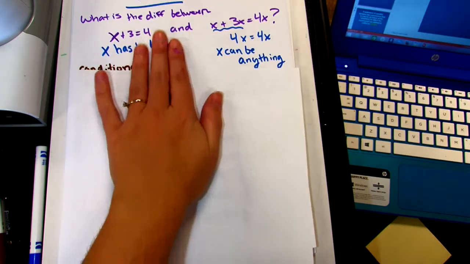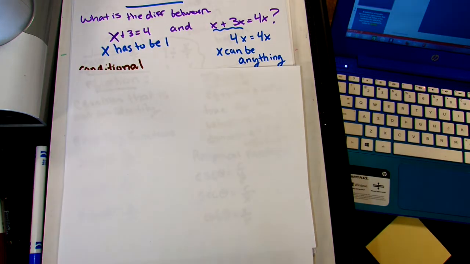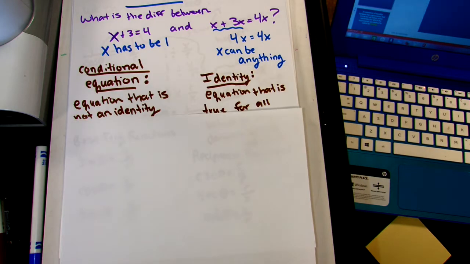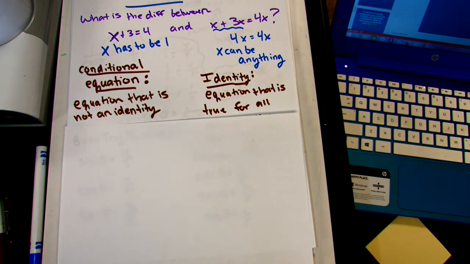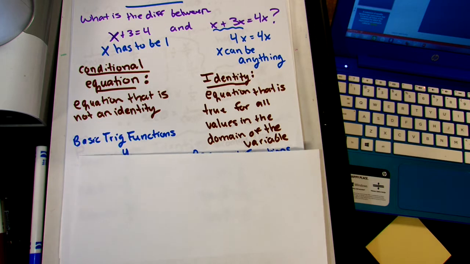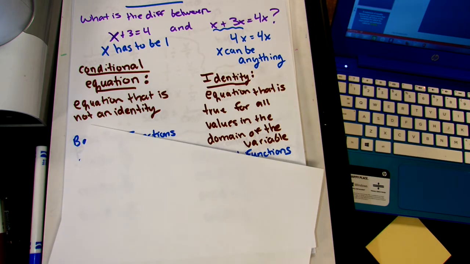So when you have an equation where whether it's a true statement or a false statement is conditional on what the variable is, that is called a conditional equation, an equation that is not an identity. Now, an identity is an equation that is true for all values of the domain of the variable. That means it works for any x that you plug in.